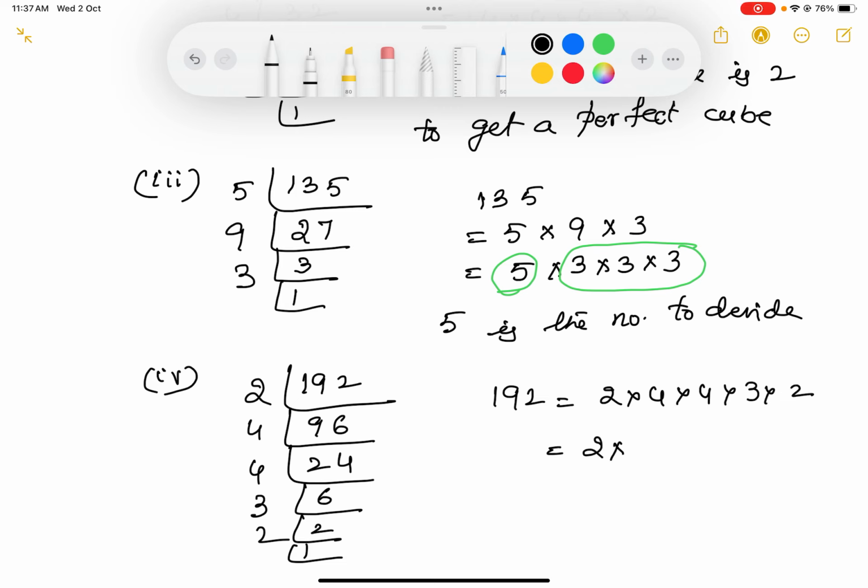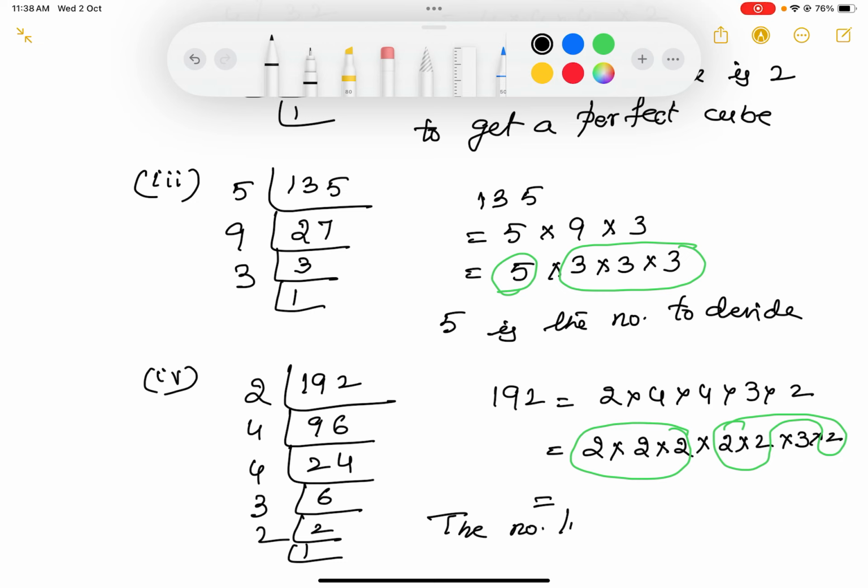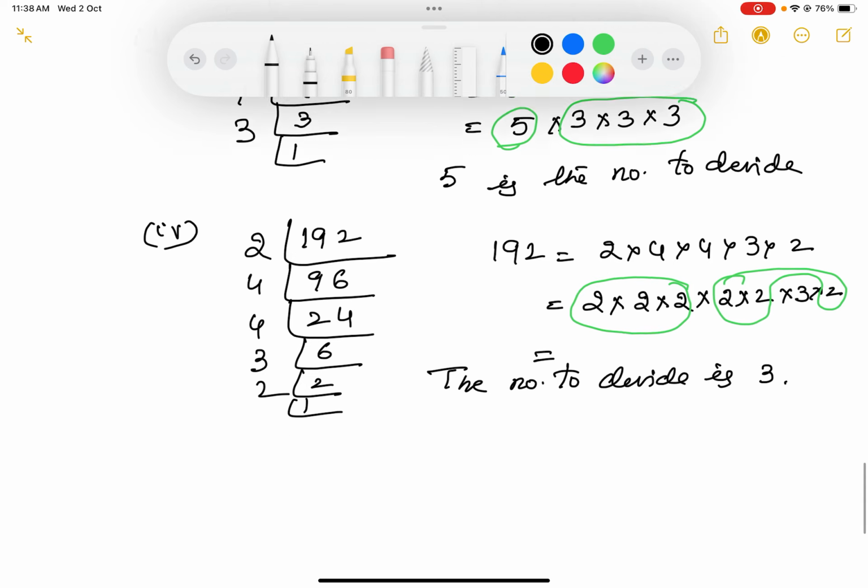So that is 2 into 4 means 2 into 2. One more 4 means again 2 into 2. One more 3 and one more 2. So there is a set of 3 2s here. And again there are 3 2s here. 3 2s here. And extra is 3. So what is the number to divide? The number to divide is 3 to get a perfect cube.